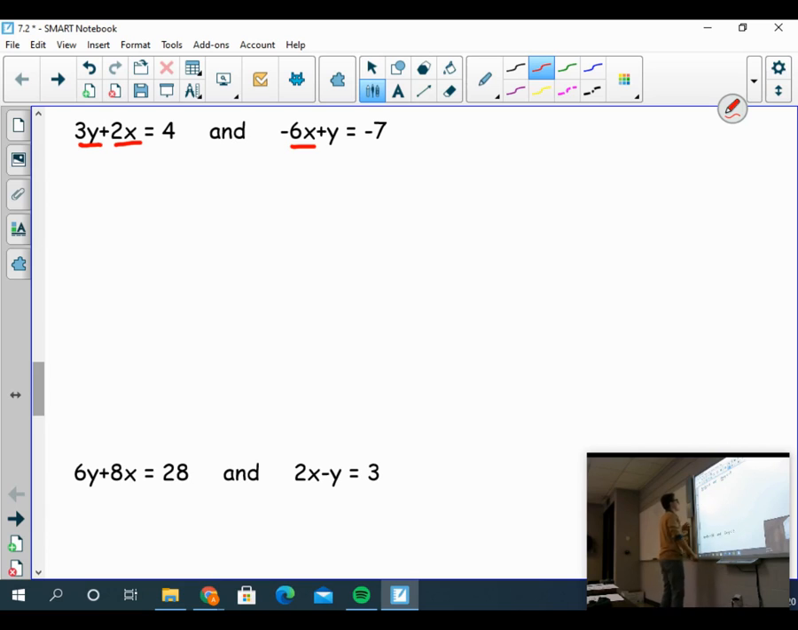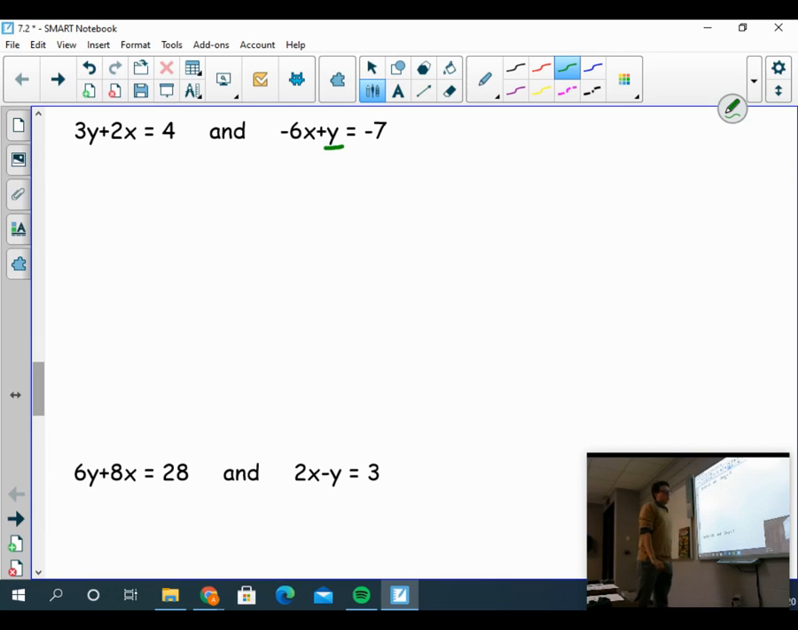In other words, 3 is multiplied by the y, 2 is multiplied by the x, -6 is multiplied by the x. That's going to be kind of nasty to work with. But this y doesn't have a coefficient. So I'm going to try and get that variable by itself. That way I don't have to do any division or work with fractions.